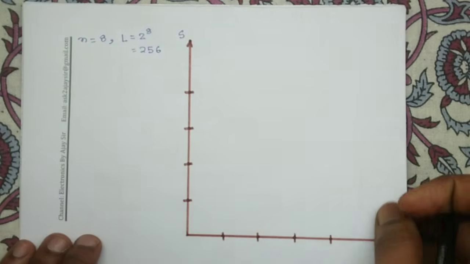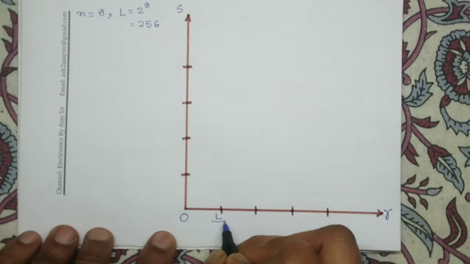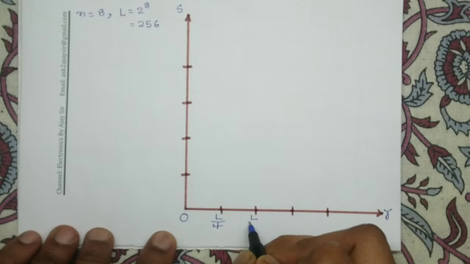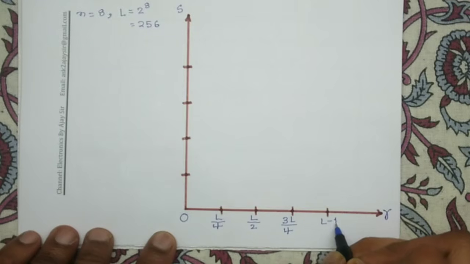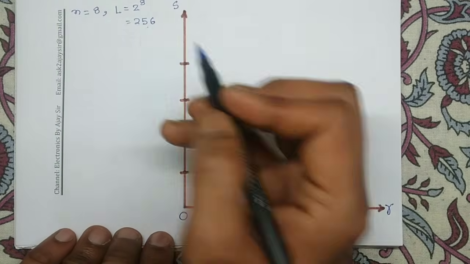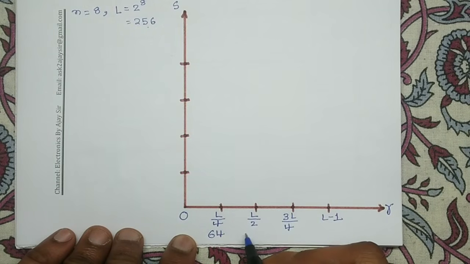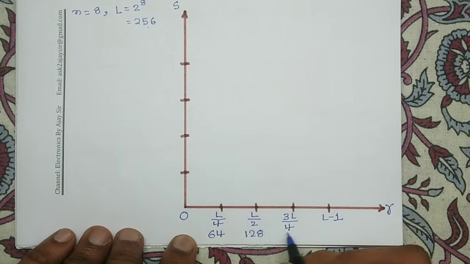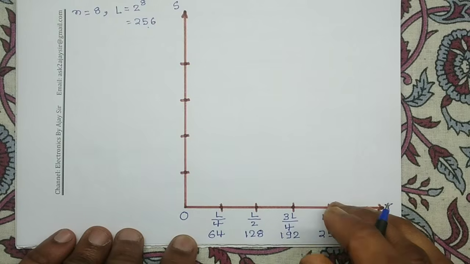Now we will mark our critical points. First, this is my origin. Next, this is L by 4. This is L by 2. This is 3L by 4. And this is L minus 1. Now, if L equals 256, L by 4 is 64, L by 2 is 128, 3L by 4 is 192, and L minus 1 is 255.